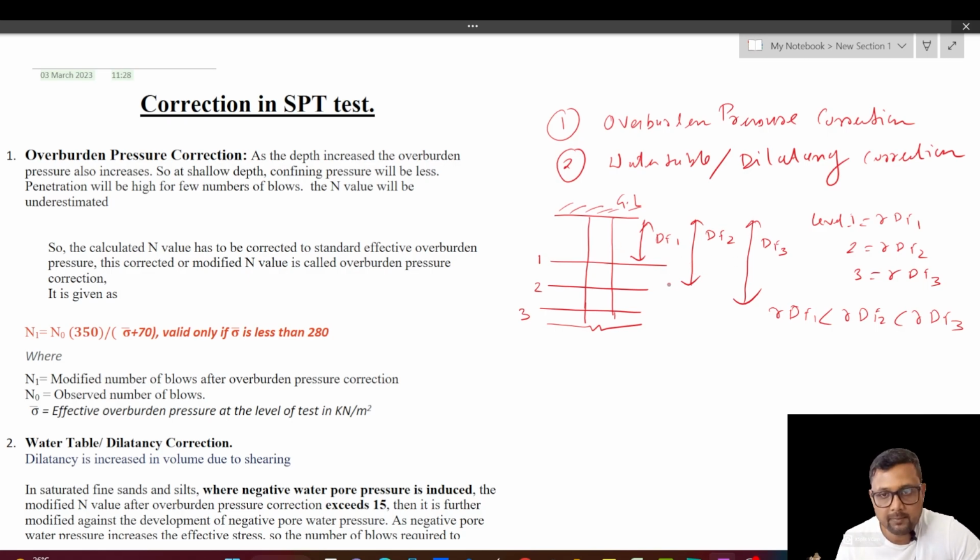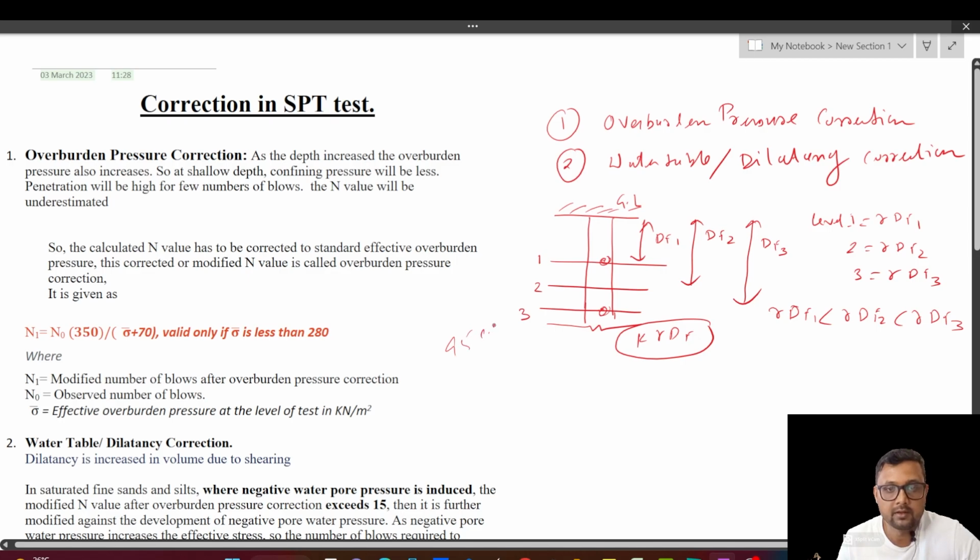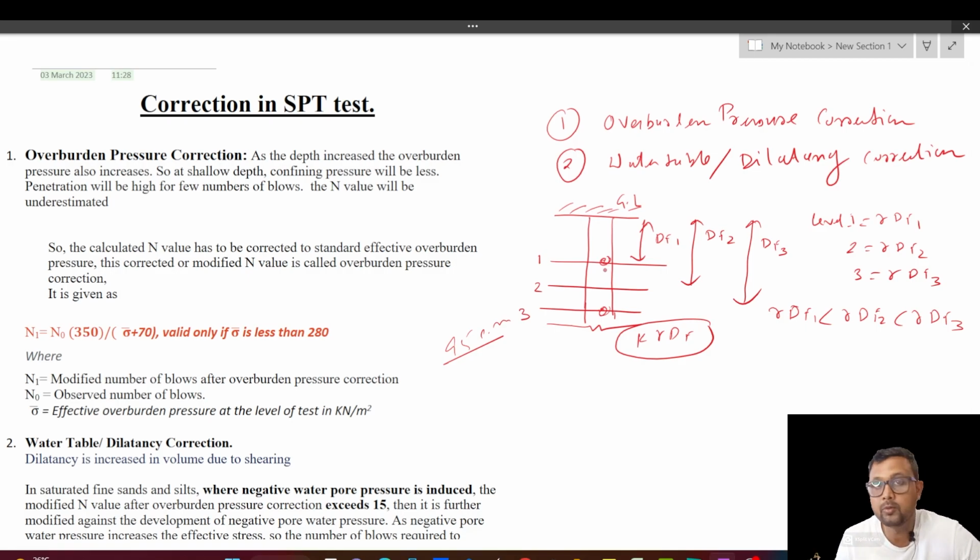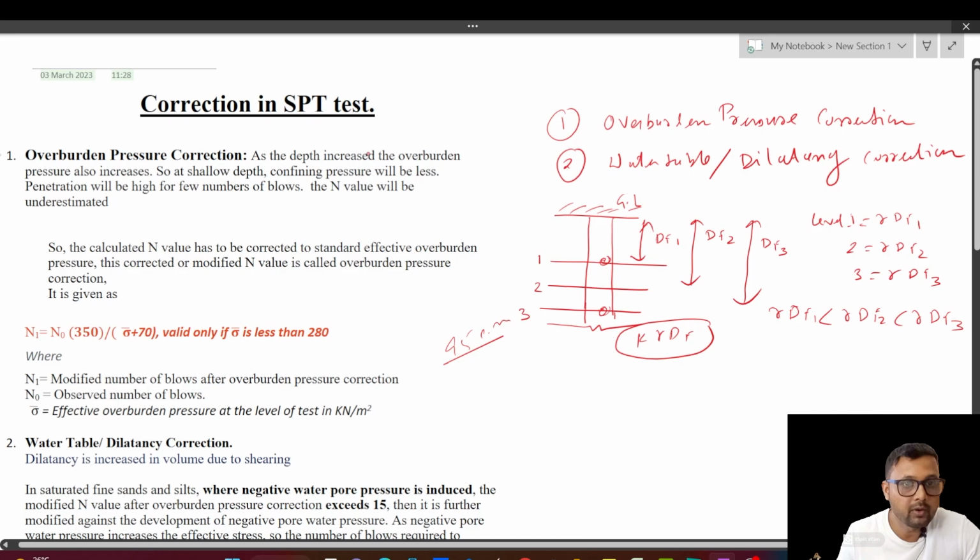Now the confining pressure is K into gamma d F, so the confining pressure will also keep on increasing along with the depth. At level 1 the pressure is less, and at level 3 the pressure is more. If the overburden pressure is more at level 3, the number of blows required to penetrate 45 centimeter will be more. But at level 1, the number of blows required to penetrate 45 centimeter will be less.